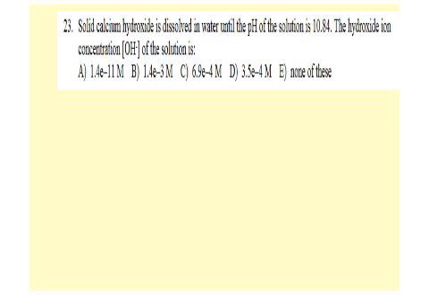Calcium hydroxide is dissolved in water until the pH of the solution is 10.84. The hydroxide ion concentration of the solution is... So the first thing you want to do to find hydroxide ion concentration, you get that from pOH. But this is pH. I can get pOH because it equals 14 minus pH.